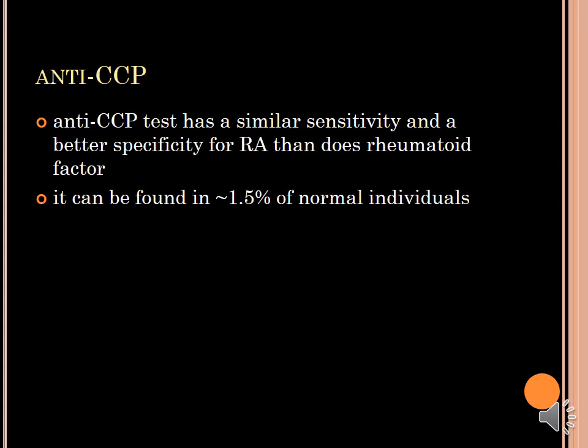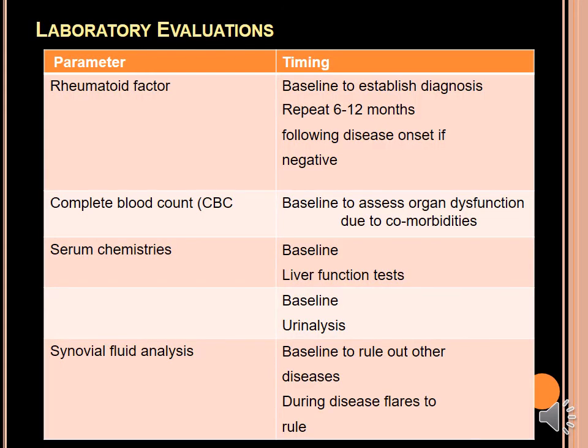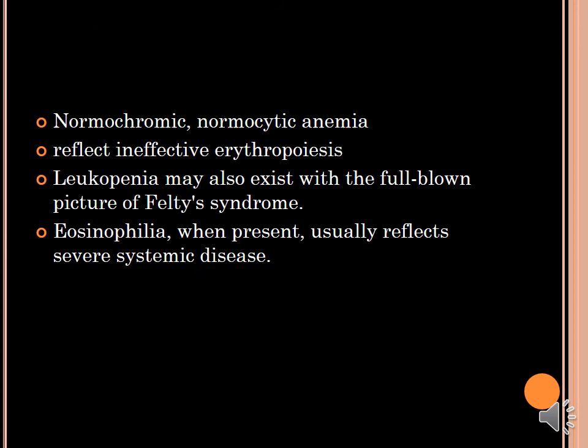Anti-CCP antibody has a similar sensitivity and a better specificity for RA than rheumatoid factor. It can be found in 1.5% of normal people. Laboratory evaluation as first baseline investigation includes CBC, renal functions, liver function tests, serum chemistries, synovial fluid analysis if there is effusion in the joint, rheumatoid factor, CRP, anti-CCP antibodies, and imaging of the joints as well.